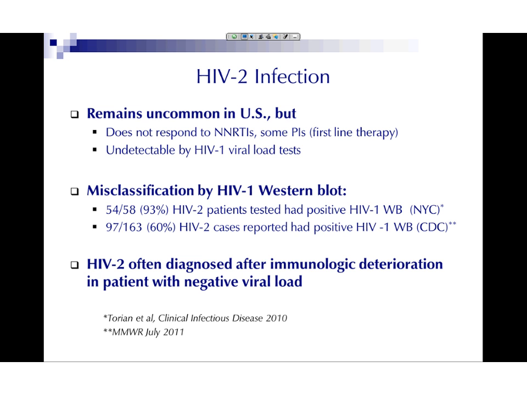So these people ended up getting misdiagnosed, and very often their HIV-2 only got diagnosed after they were getting sicker and deteriorating immunologically despite having a negative viral load. And of course, most of these people were not on therapy because they did not have a viral load that indicated a high viral load for HIV-1.